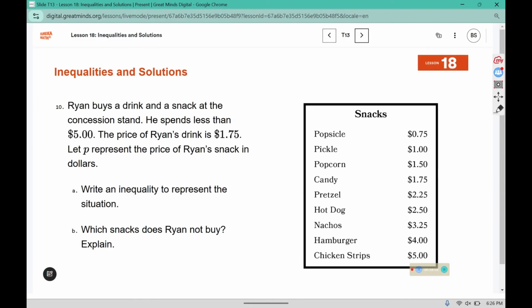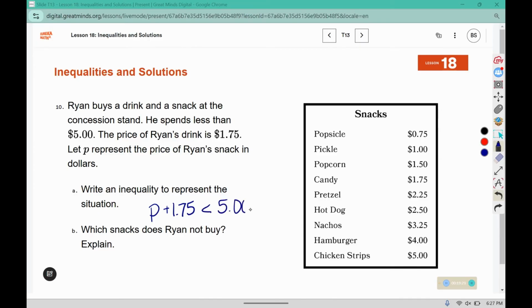Ryan buys a drink and a snack at the concession stand. He spends less than $5. The price of Ryan's drink is $1.75. Let P represent the price of the snack in dollars. Write an inequality to represent the situation. He had P for his snack, the price of his snack, and he also bought a drink for $1.75, and he needs to spend less than $5.